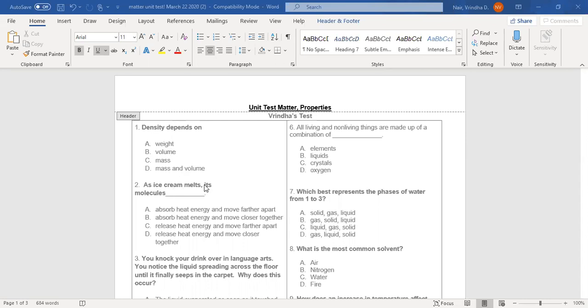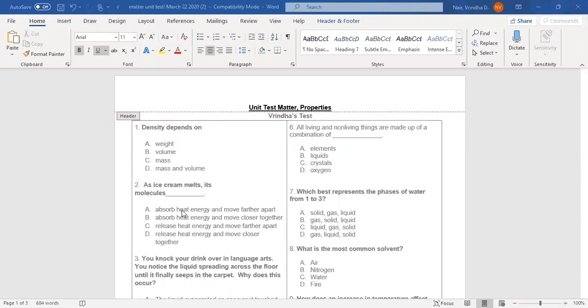As ice cream melts, its molecules dash. What happens when ice cream melts? Absorbs heat energy and moves faster apart, absorbs heat energy and moves closer together, releases heat energy and moves faster apart, and releases heat energy and moves closer together. Again, remember what happens when ice cream melts and what kind of energy is being given. Is energy absorbed or is it released is what you're supposed to identify, and based on which, is it farther apart or closer together.